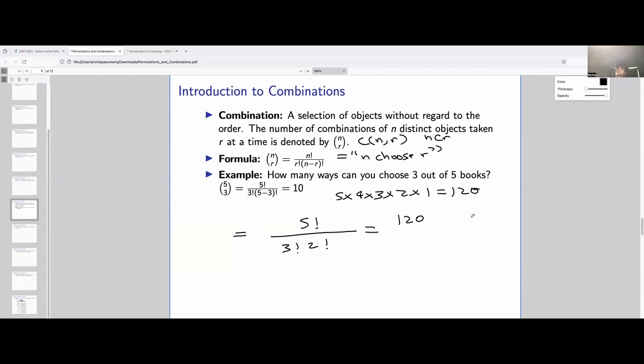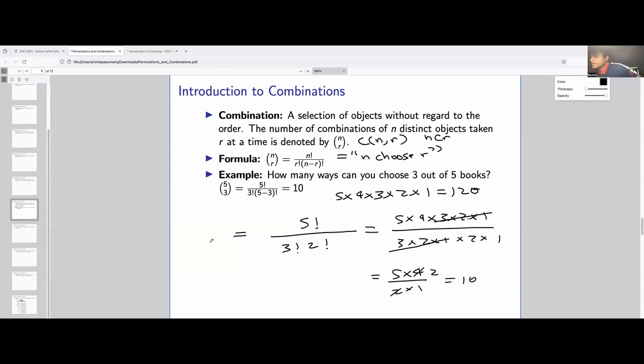But here's a better way to do it, especially for larger numbers. 5 times 4 times 3 times 2 times 1 over 3 times 2 times 1, and then 2 times 1. Notice that the first three here cancel out with these three right here. So I'm really only interested in the first two of these. So 5 times 4 over 2 times 1, that's a lot easier to calculate. And these cancel, so it becomes 10.